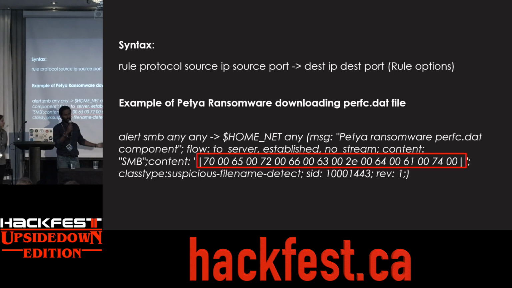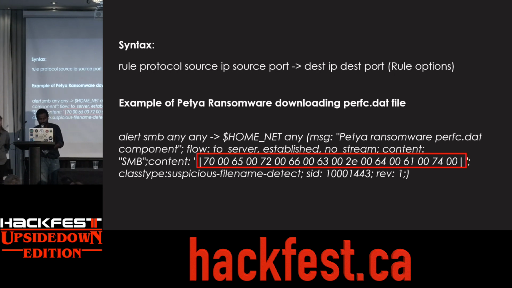Let's look at the example of the Petya ransomware. After they analyzed the ransomware, they said, okay, let's make a SNORT rule. This is one of the SNORT rules. It says alert SMB. Alert is the type of action, whether it's going to alert or log. SMB is the protocol used to communicate, and any source, any port. It can come from any source, any port. The destination IP is your home IP that you're protecting, and it can be any port. The message title will display like Petya ransomware perfc.dat component. That will be your alert title.